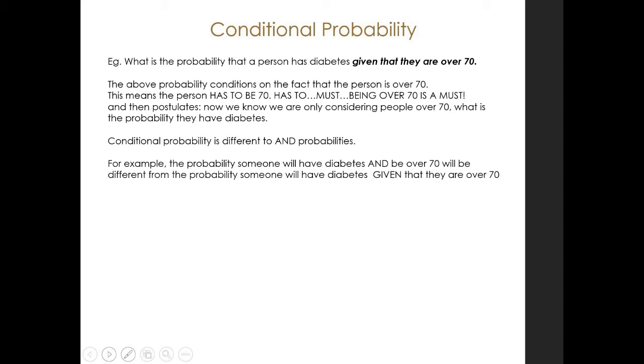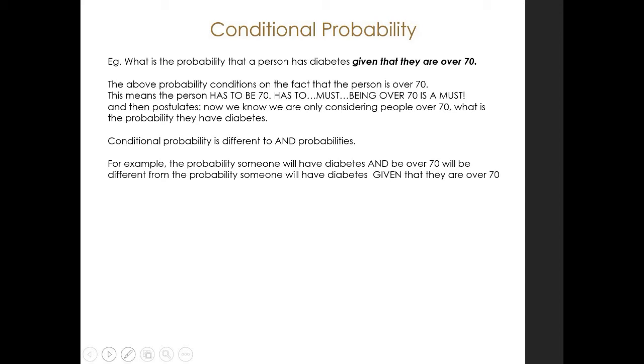is going to wear shorts tomorrow, given that it's a mufti day. Given means that part has to happen, right? So when you say something's a given, it's a given. It's gotta happen, right? So what is the probability that a person has diabetes given that they are over 70?